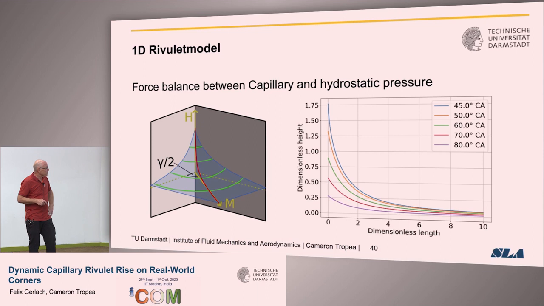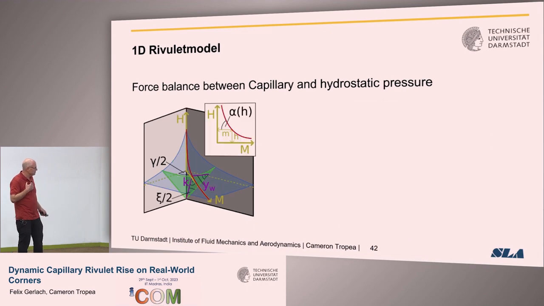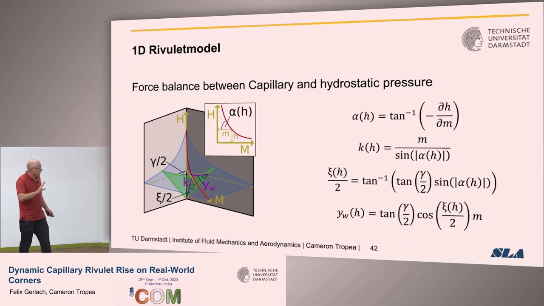You can then look at dimensionless height against dimensionless length and look at the effect of different contact angles. Then the question is, does it agree with what we measure? The red line is our model. We call it a 1D model because we're just hydrostatic, and our experiment lies here. This is what we got with Surface Evolver, which is also sensitive to some of the contact angle and boundary conditions. That's the story, and it seems to work.